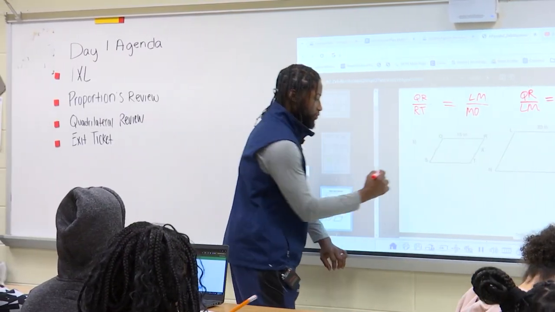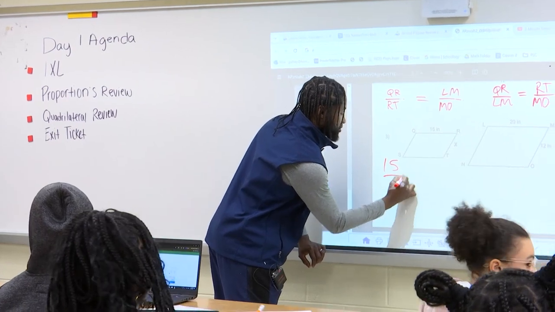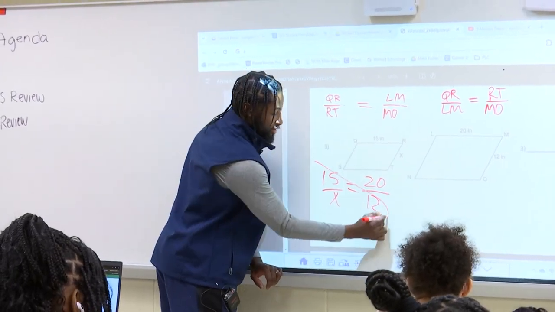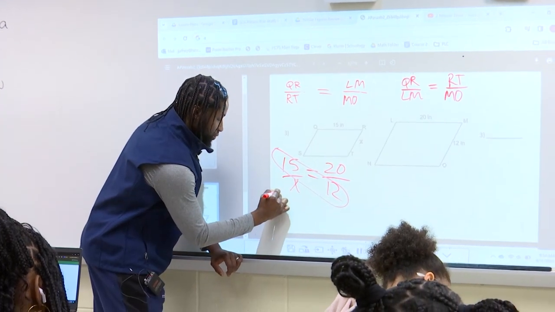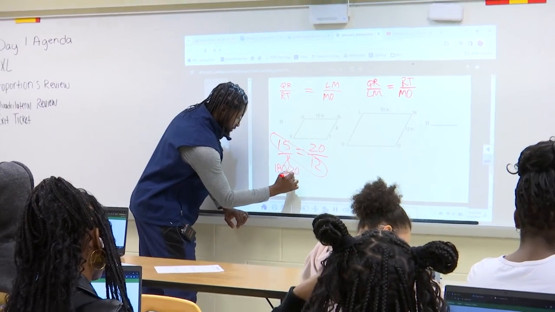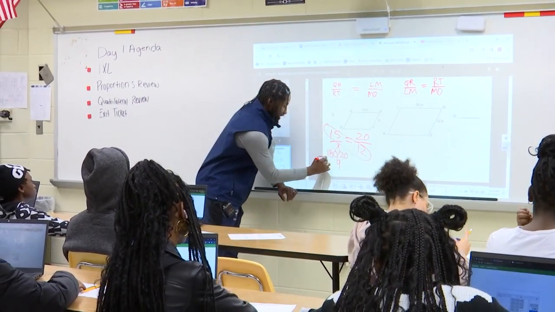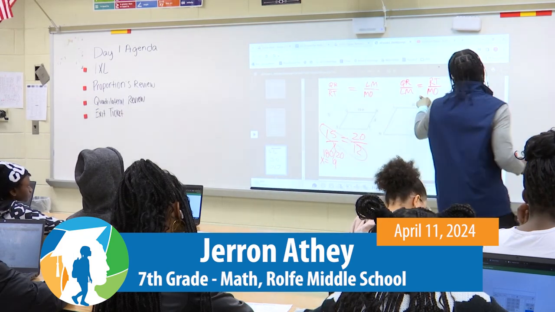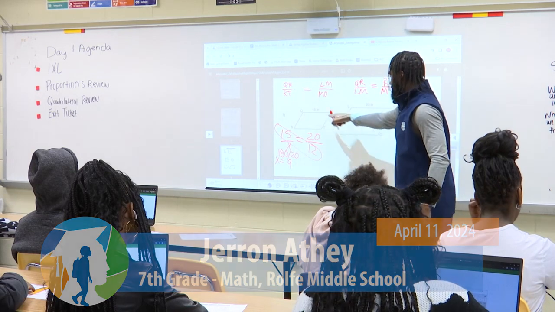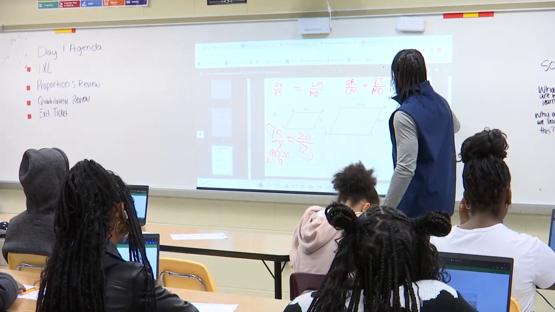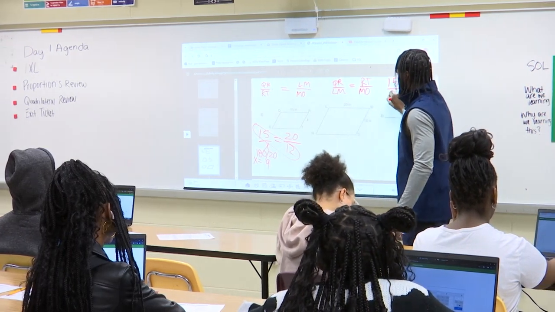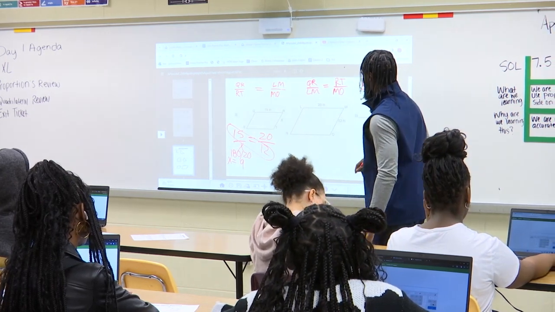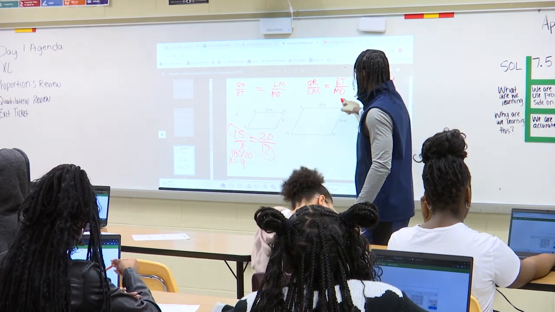All right, so we have 15 over X, which is equal to 20 over 12. So y'all cross multiplied 15 times 12 and got 180. Y'all divided that by 20 and got 9. So X is equal to 9. Now let's write the proportion that Tim came up with. He got 15 up top and 20 at the bottom. RT is X, and then he has MO, which is 12.